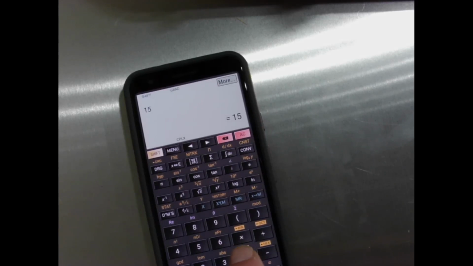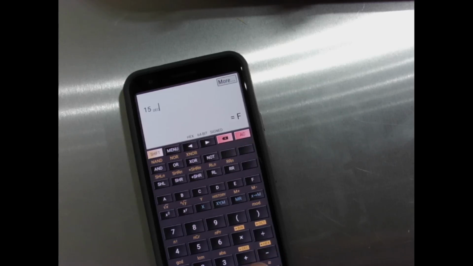All right. But back on this one, I can go 15 and I can do shift. And then down here, I've got binary, octal, or hex. So if I hit the hex button, it tells me it equals F. So it will do the conversion for me right then and there. Really simple. So I highly suggest you find what you qualify as a good calculator app for your phone.